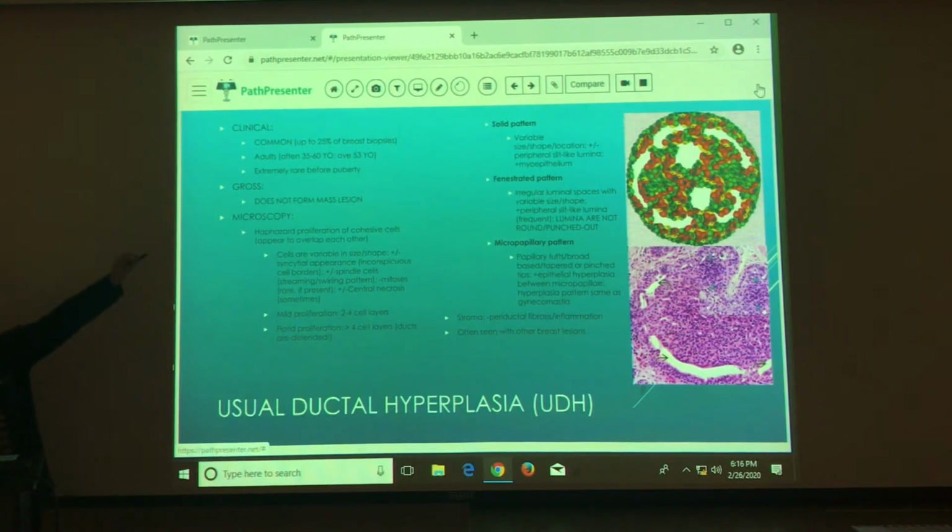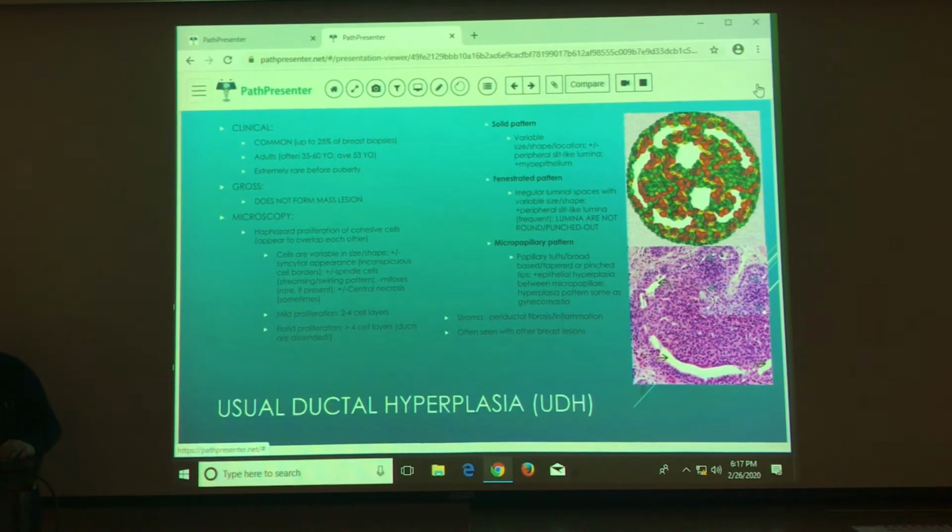I really like the couple of graphics that ExpertPath had on their site, because I feel like it gives you a better mental picture of what UDH can be. When you're thinking UDH, we always think of those slit-like spaces on the outside, and then you start seeing some sort of punched out areas in the middle of the lesion. Is this now ADH? What do I do? Pretty much, if nobody looks like their neighbor and they're all piled up on top of each other like they were playing football or something, then you're dealing with UDH.